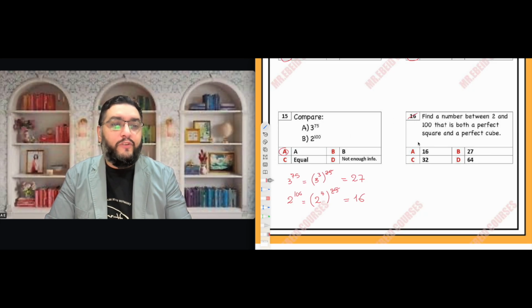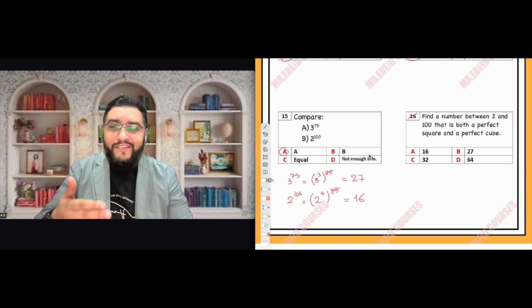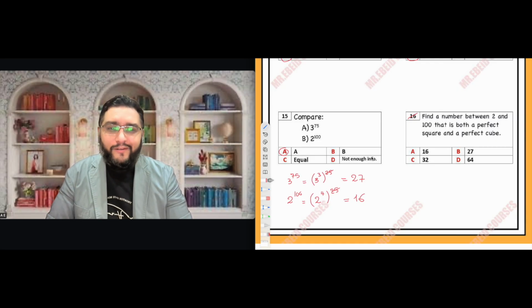Find a number between 1 and 100 that is both a perfect square and a perfect cube. What is the meaning of perfect square? It means that you can take the square root of this number, like 16, like 49. And a perfect cube means that you can take the cube root of this number, like 8. So you can take the square root of 16, but you cannot take the cube root of 16. It's not an integer. Okay, so it's not A.